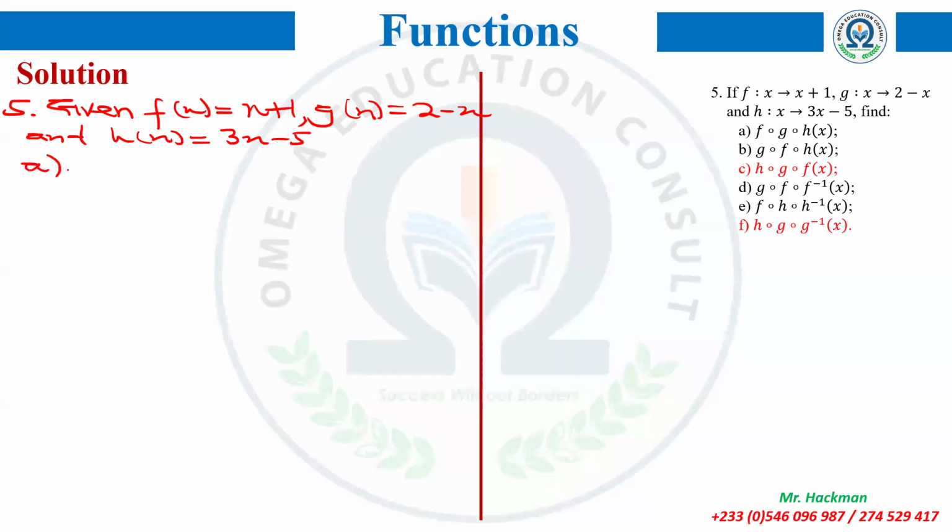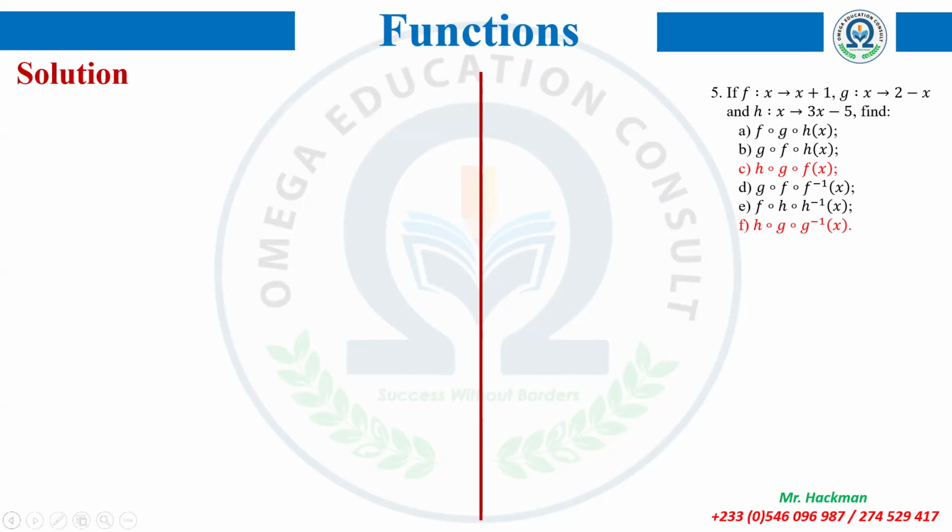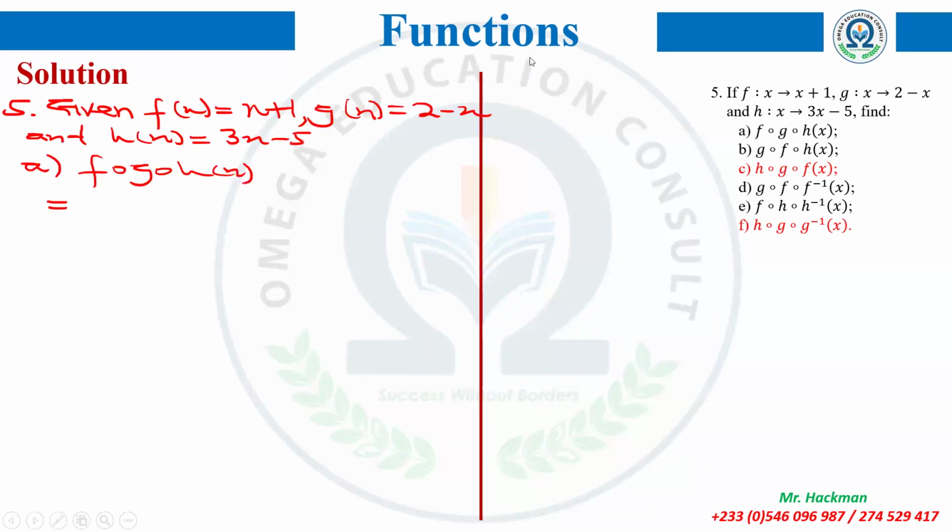So A, what am I supposed to find? I'm supposed to find f of j of h of x, the composite of 3 functions. Just as I explained in my introduction, we know that basically this will be equal to an expression, so we are going to start our steps with what? With equal to. Take note of that.